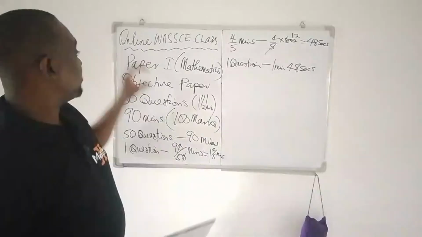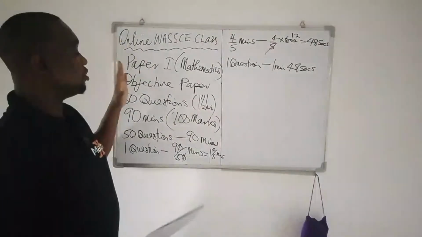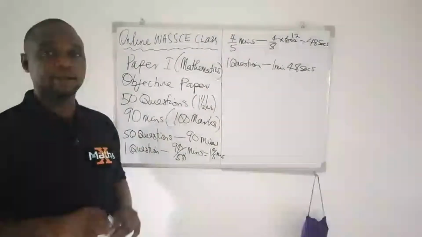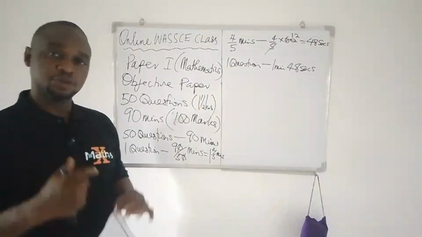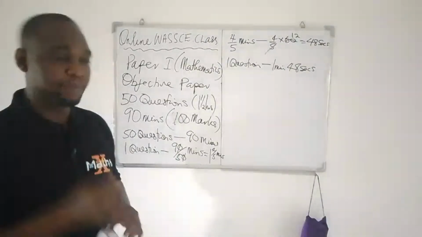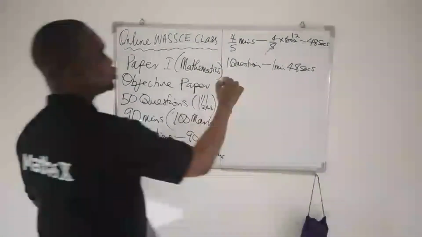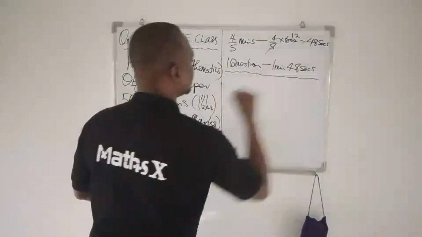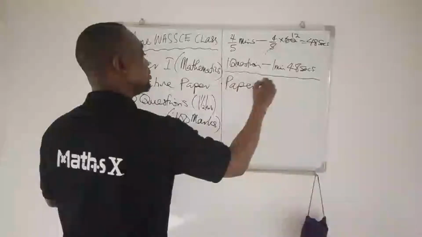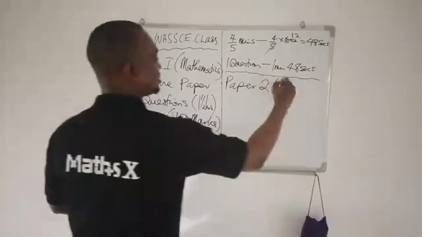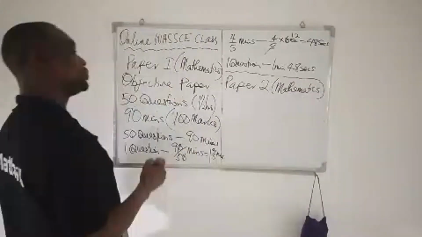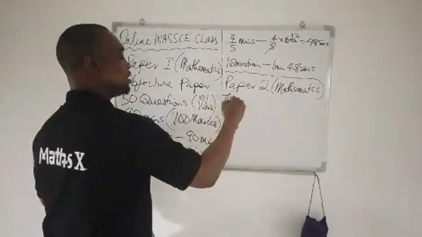All right. So, my dear students and viewers, this is for the paper one, mathematics. I told you that there are two papers in the mathematics component. So there is paper one and paper two. Paper two is the theory paper. So let's go to paper two. Paper two is called the theory paper.